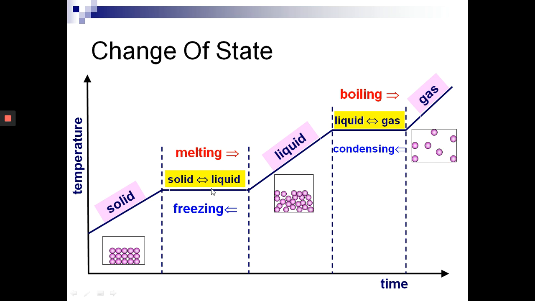And then the second section is a flat. So what's happening over here? Even though we are adding more heat energy, the temperature is not changing. That's because all the heat energy we are inputting to the system is used to actually change the phase from solid into the liquid. Okay? And as you go from left to right, this is called melting. And if you go from right to left, it's the opposite, which is freezing.